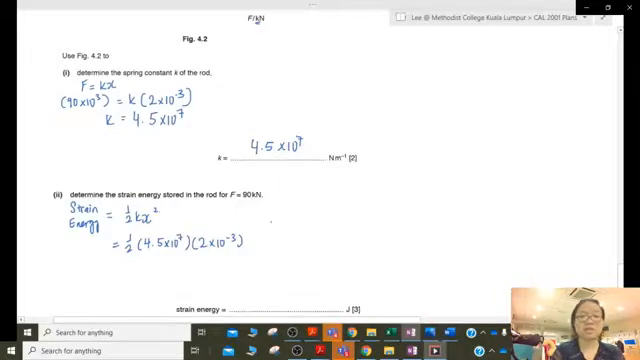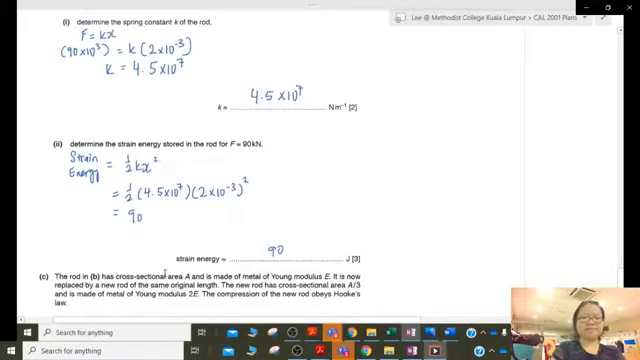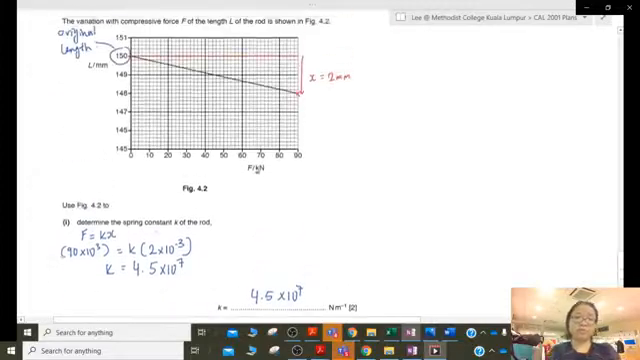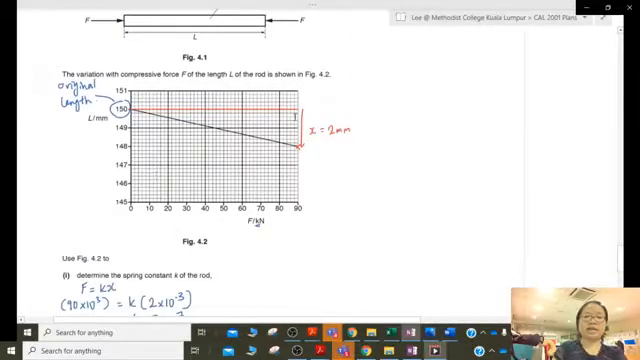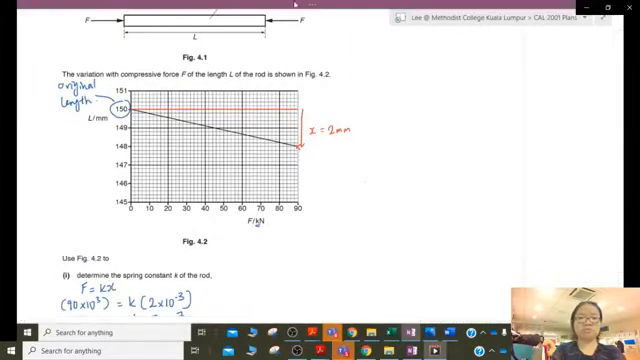Please always double check. You see, even the most seasoned person will make mistakes. Alright, so this is 90 joule. Just press calculator. Okay, so the focus of this question is actually the second part, where you are asked to draw something else.